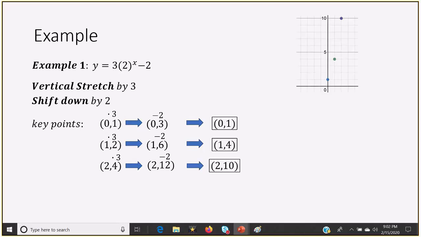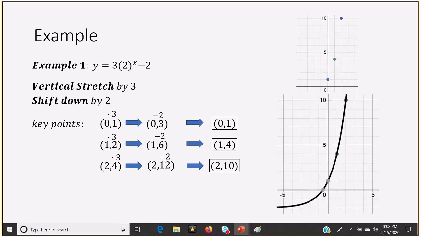And from there, I'm going to plot my points. So one of my key points is now (0, 1), one is (1, 4), and the other one is (2, 10). And I know my graph shifted down by 2, so I will have a horizontal asymptote at y is equal to -2. And finally, I know the shape of my graph. It's 2 to the x, so it's that exponential growth, almost like a swoosh to the positive section.